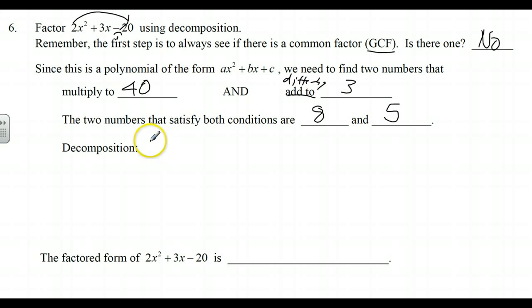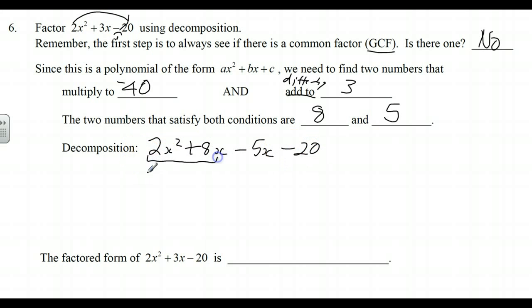Now, here's how we're going to do it, right? Decomposition. So we're going to go 2x squared. Now, if I need a plus 3x, I'm going to go plus 8x minus 5x, right? Because I know that really they're multiplying to negative 40 and adding to positive 3, but I like to say multiply just to 40. I'm not worried about the signs. I'll worry about the signs down here. So I say, well, 8 and 5 are my numbers. To get a positive 3, it's going to be plus 8x minus 5x, and then minus 20.